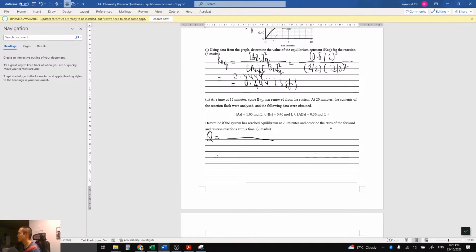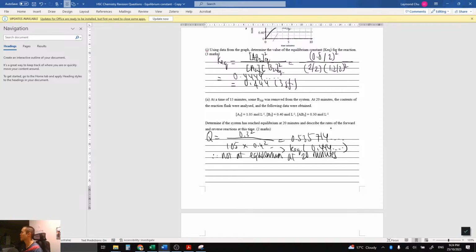Okay, so we still apply that same formula. They've given us the concentrations already, so we can just put those numbers in. 1.05 times 0.4 squared, which is equal to 0.535714... Now, compared to our Keq, that's greater than our Keq. So therefore, not at equilibrium. Okay, that's answering the first part of that question. Determine if the system has reached equilibrium. It has not reached equilibrium at 20 minutes.